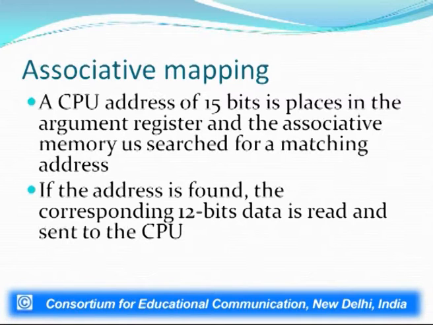Associative mapping. A CPU address of 15 bits is placed in the argument register and the associative memory is searched for a matching address. If the address is found, the corresponding 12-bit data is read and sent to the CPU. How is this associative mapping going to take place?